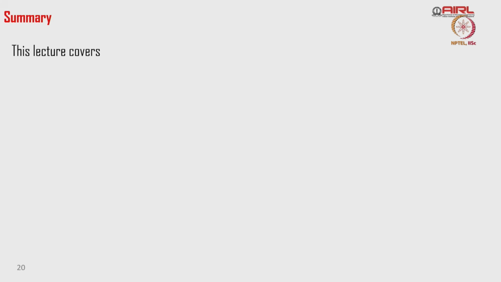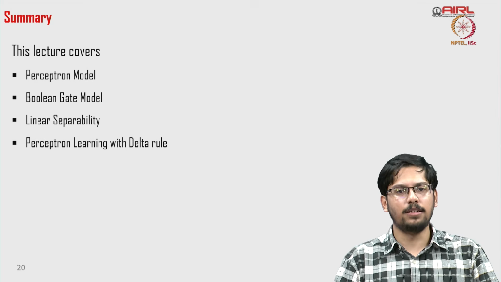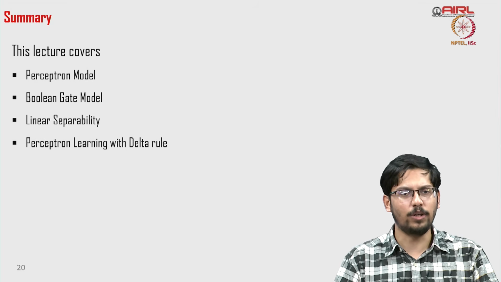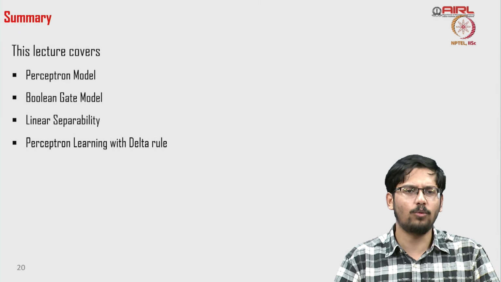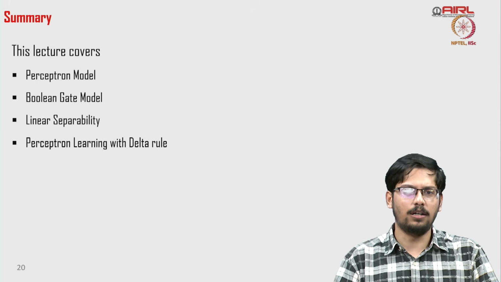So to summarize, in this particular lecture we have covered the perceptron model, which is essentially a single layer perceptron with different types of activation functions. We also saw different types of Boolean gates: AND gate, OR gate, NOT gate, and we saw how a simple linear separable or linear decision boundary is good enough to classify the samples as either class 1 or class 2. And lastly, we defined the delta rule, which is used to update the set of weights, and hence we defined the perceptron learning with the specific delta rule. And finally, we computed one example using that specific delta rule.